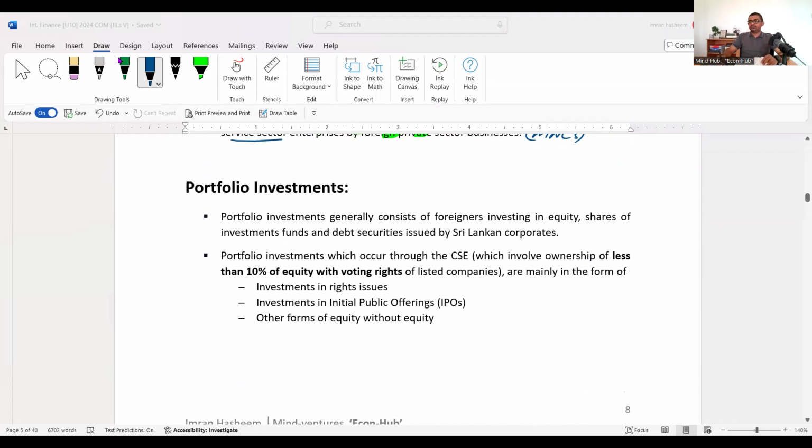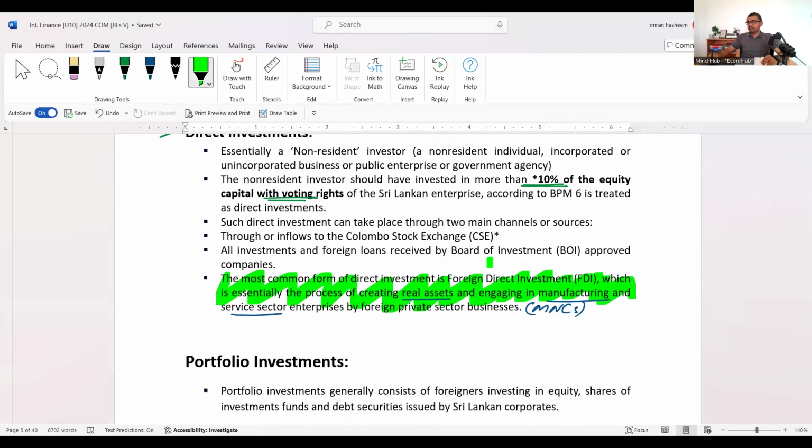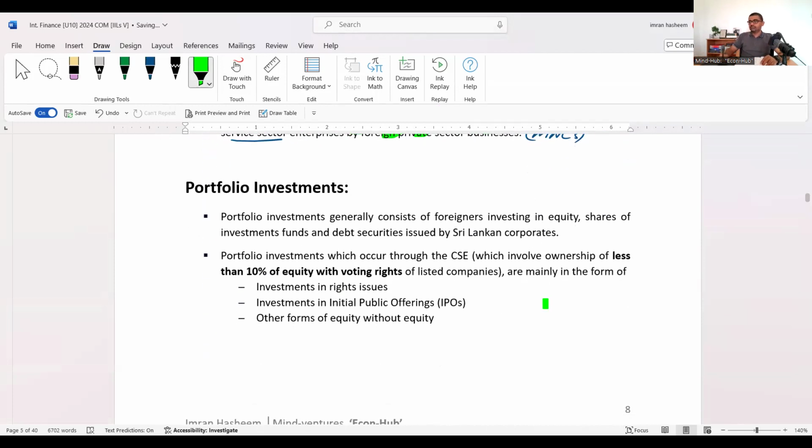Portfolio investment. Mainly this is done in equity shares and other kinds of debt securities. Less than 10% of equity with voting rights, then we call it portfolio investment. Mostly they get involved through IPOs, initial public offerings. Any questions?